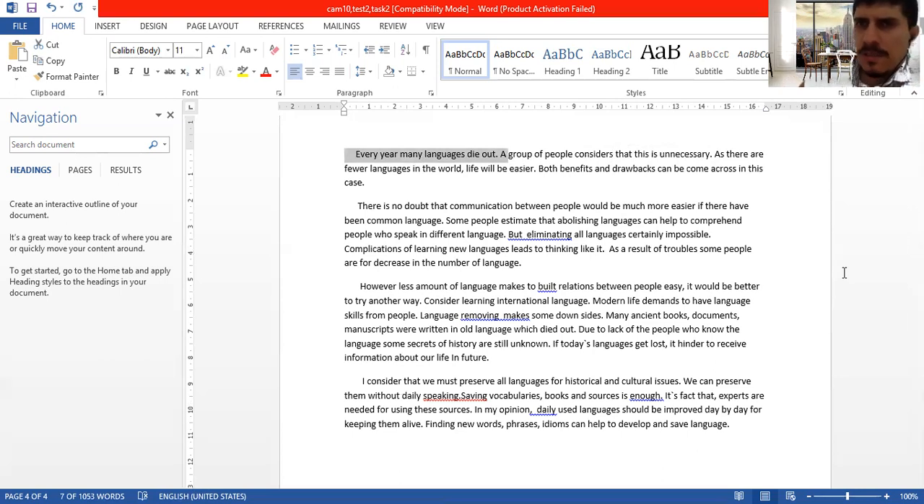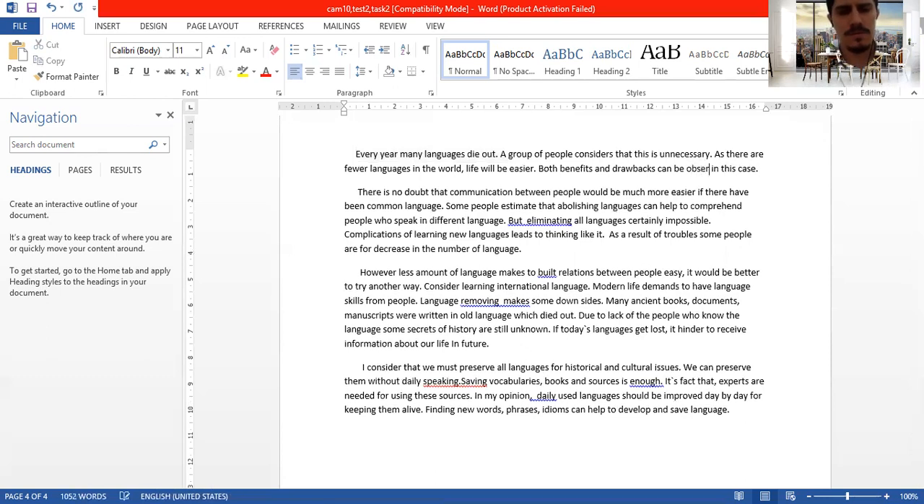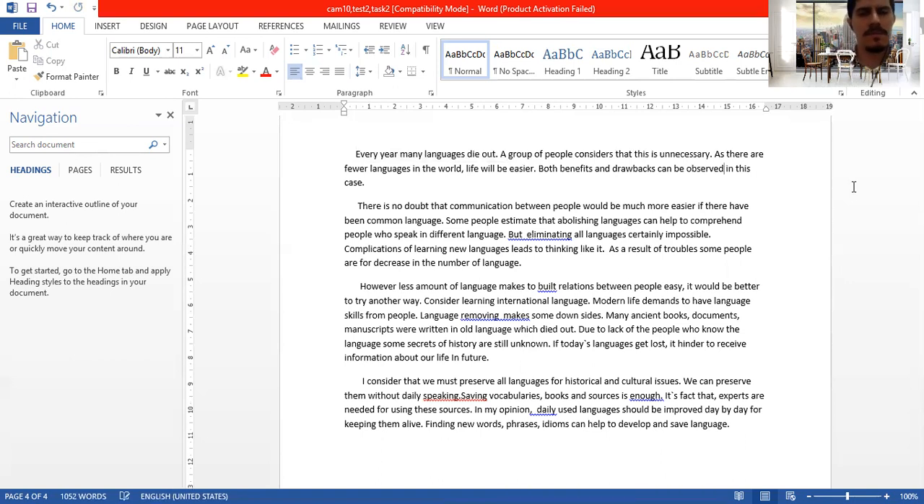A group of people considers that this is unnecessary, as with fewer languages in the world, life will be easier. Both benefits and drawbacks can be encountered, can be observed, in this case. Of course, that's not a problem in this context. There's no doubt that communication between people would be much easier. We don't use two comparatives simultaneously. Okay, more, easier, much easier.